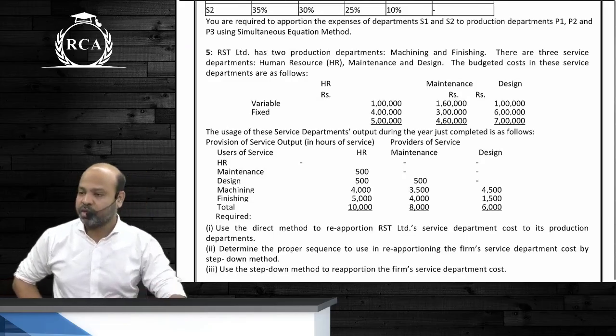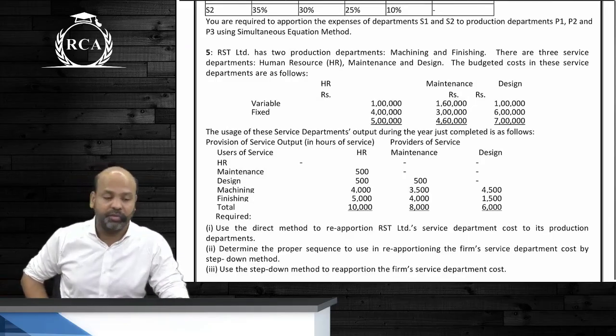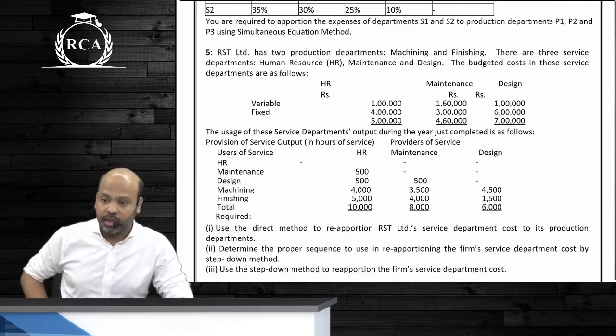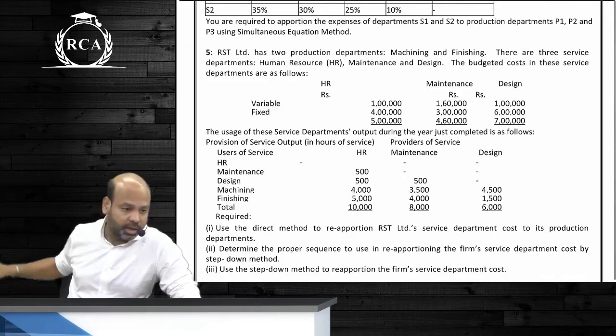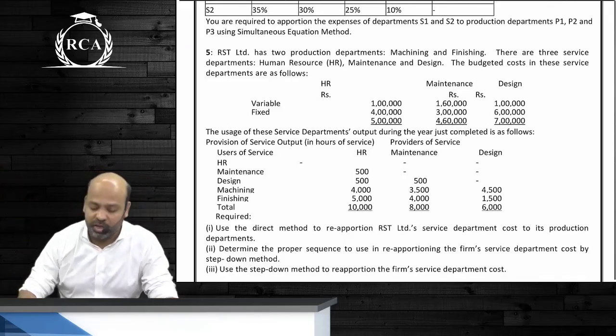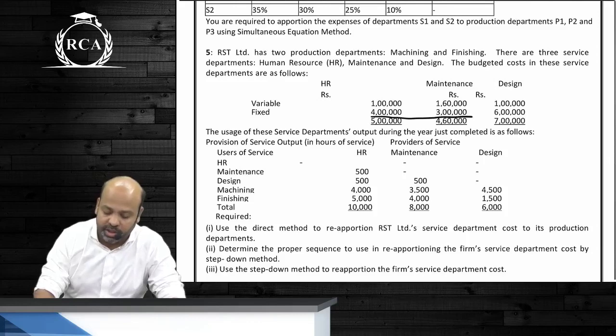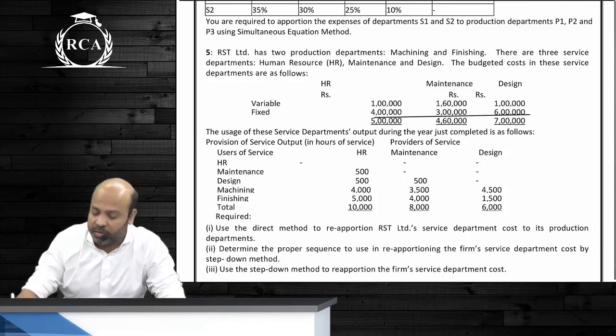We will have apportionment of service variable and fixed cost, guys. That is primary distribution. Then it is relevant. Here it will not be relevant. Primary distribution is already done. We already have overheads as such, guys, after primary distribution. Are we clear?